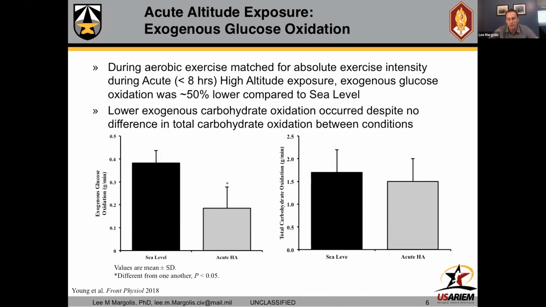So comparing our data at acute high altitude exposure compared to sea level, we saw a roughly 50% reduction in exogenous glucose oxidation during the exercise bout. So quite a significant reduction. And though we didn't see an increase in total carbohydrate oxidation, which you would normally expect when matching exercise for an absolute intensity, we did see no difference in total carbohydrate oxidation. So it does seem that even though carbohydrate oxidation is maintained, the body's ability to use exogenous glucose during an exercise bout is blunted at acute high altitude exposure compared to sea level.